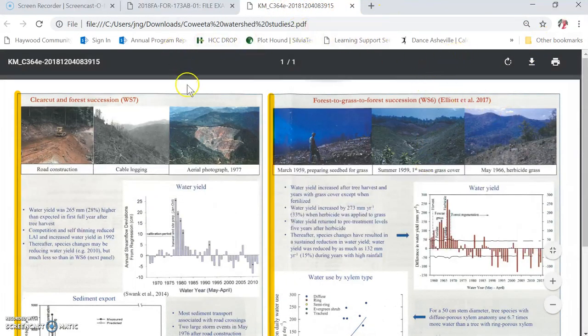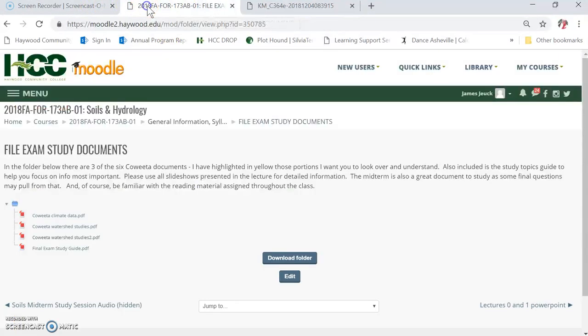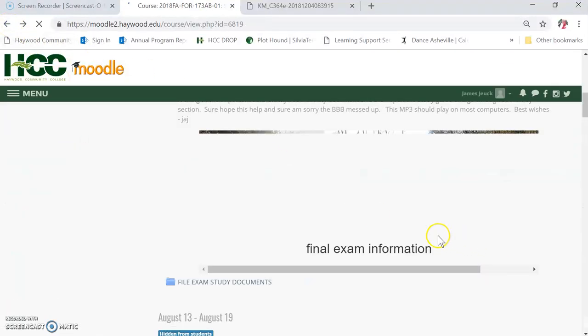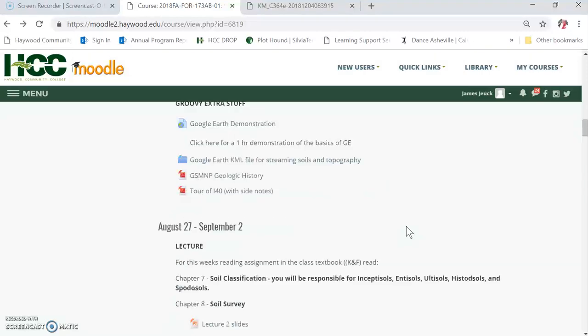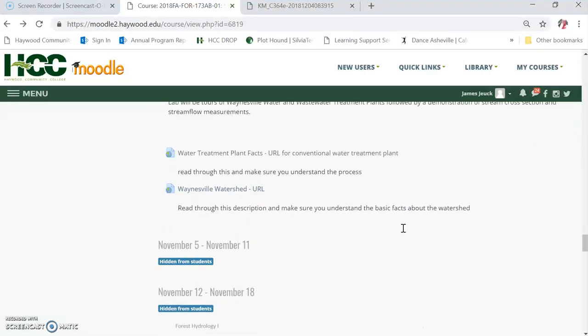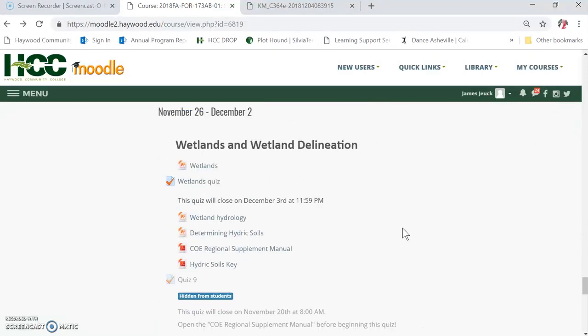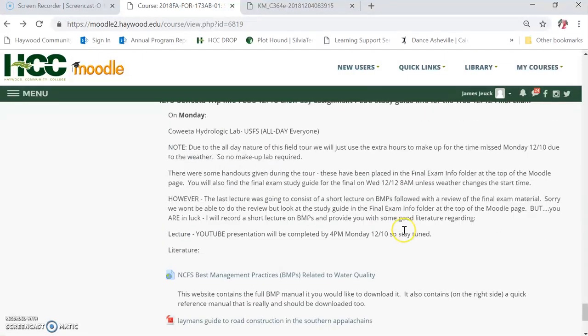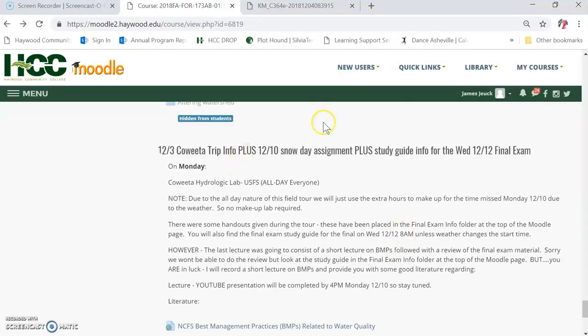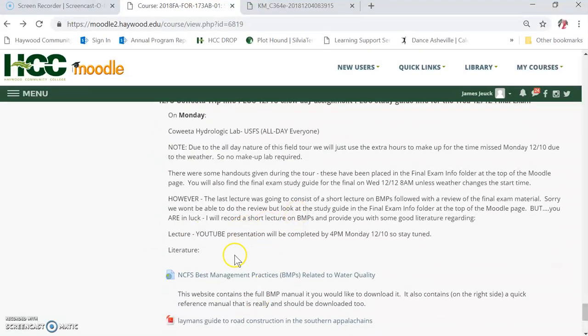So let me get back to the class here. And I'm going to bounce out. Down towards the very bottom here, I've just combined the last, excuse me, the Coweta field tour plus our snow day assignment. Now you don't see the videos in here because I'm recording them right now, but they'll be located down here.